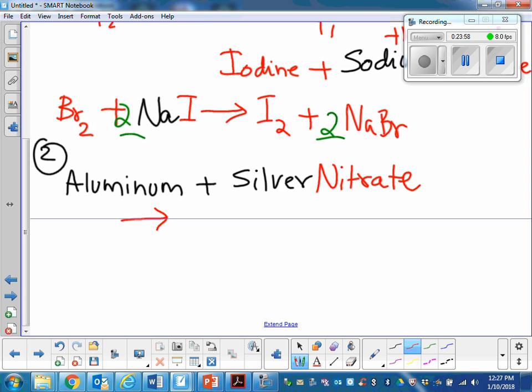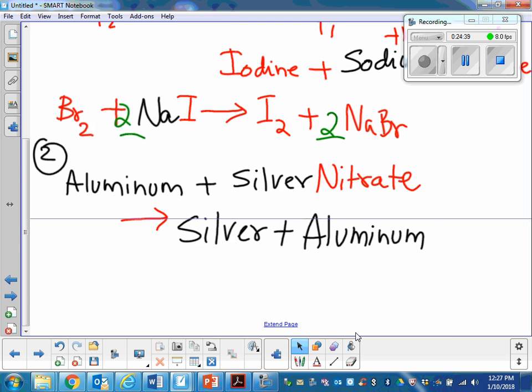Connor, you want to predict the products? No, I don't want the symbol. So what is on the product side? How will they switch and how will they make products? Silver was going out with nitrate and aluminum was by itself. So how will they switch? So what will be the product? Silver plus aluminum nitrate. Are we good?